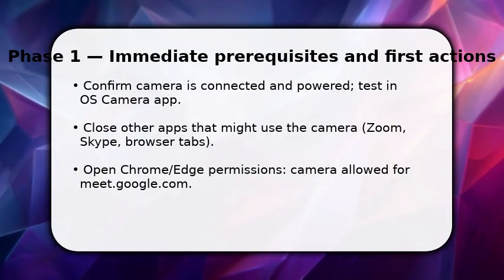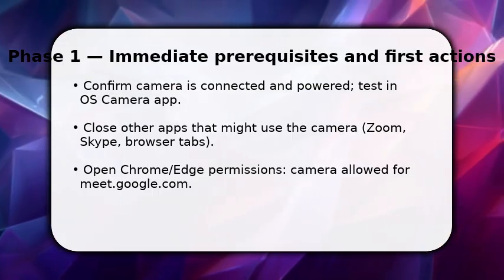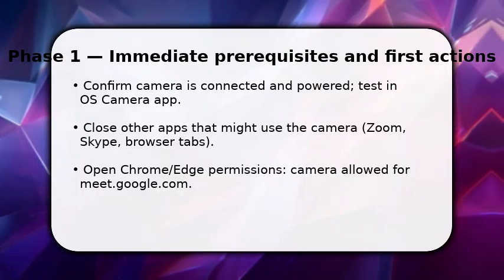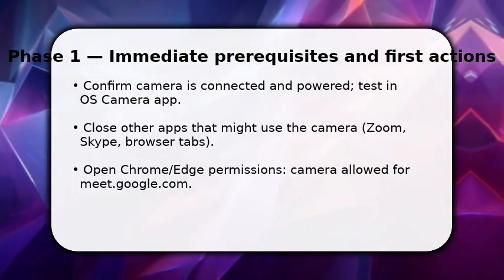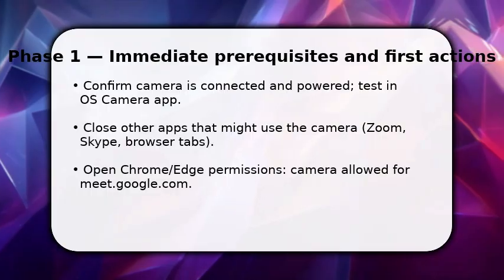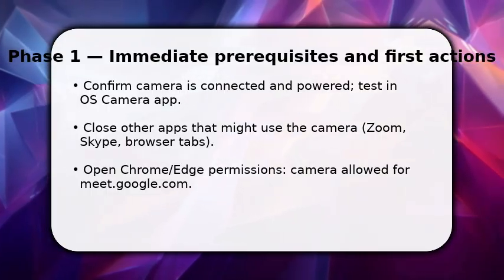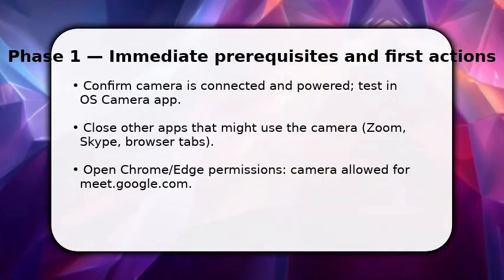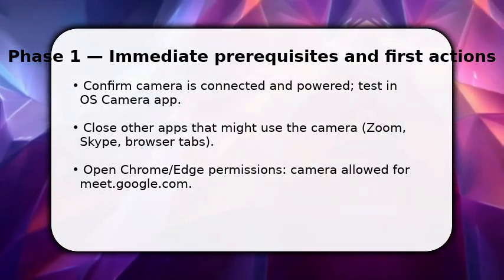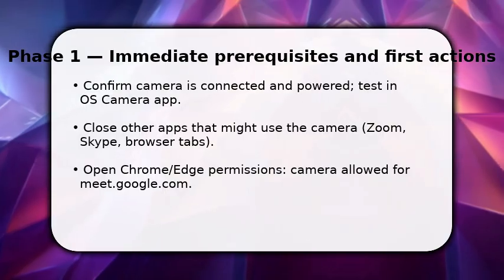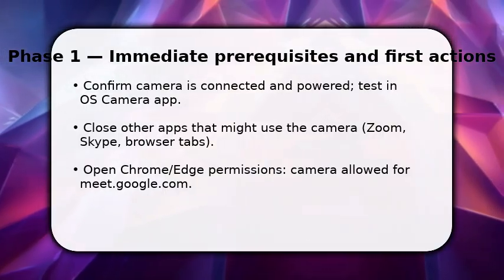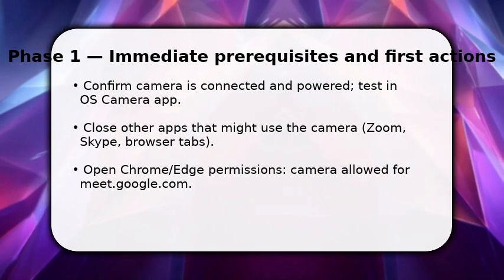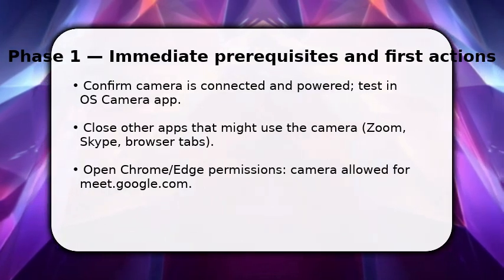You start by confirming prerequisites and taking immediate action. First, make sure your camera is physically connected and working in your operating system's camera app. This proves hardware is okay. Next, close any other applications or browser tabs that could be holding the camera. Finally, open your browser privacy settings and confirm that meet.google.com is allowed to access the camera. Once done, reload Google Meet and proceed to the meeting. This eliminates simple but common permission and conflict issues.